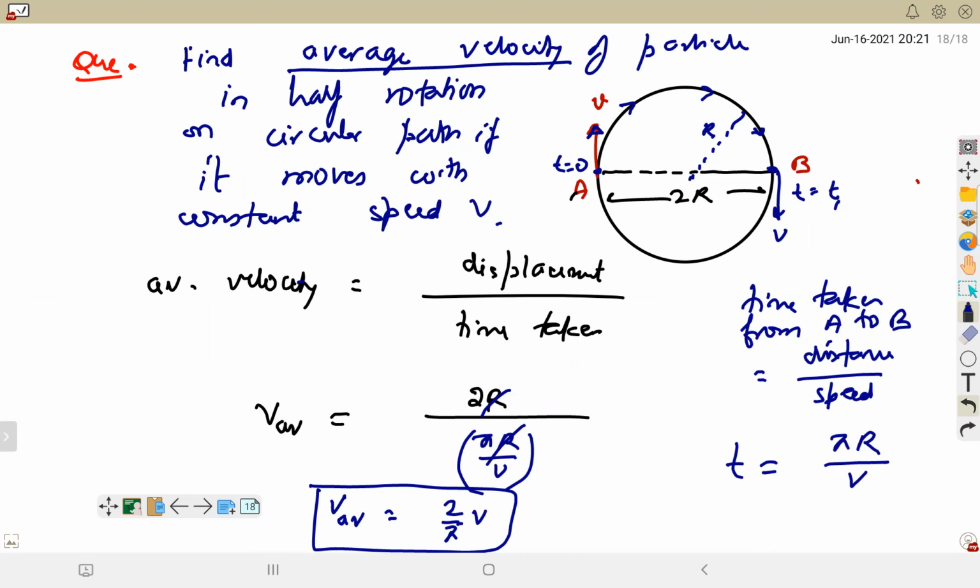Okay. What about in 1/4 of the rotation? Similarly, we can calculate 1/4 also. You do that in homework, calculate average velocity and average speed.